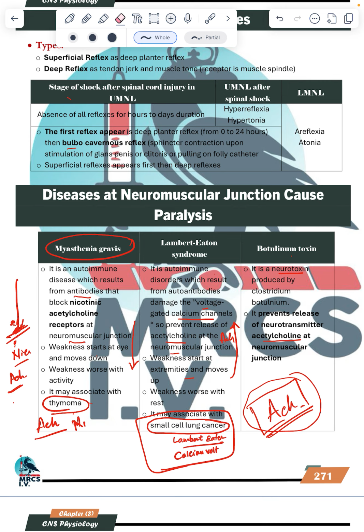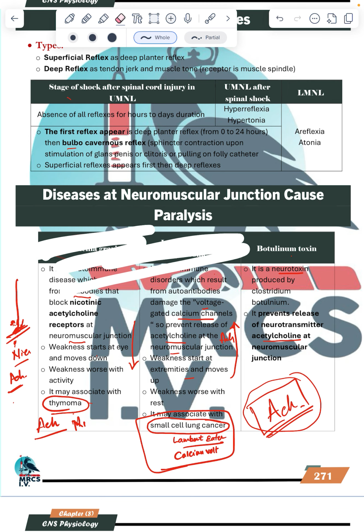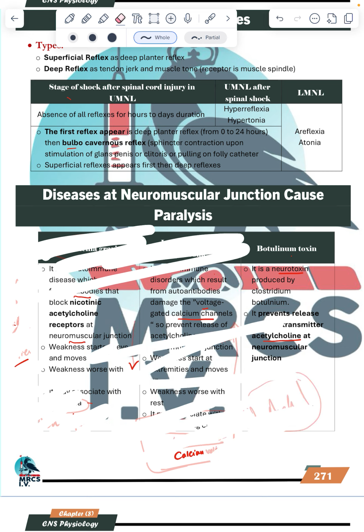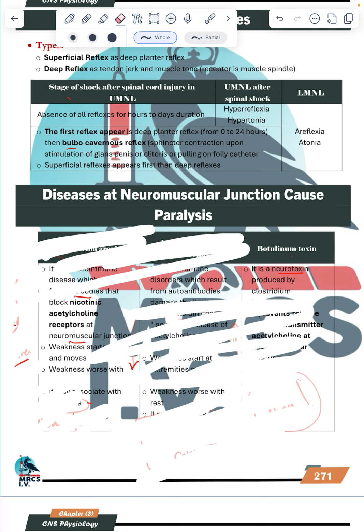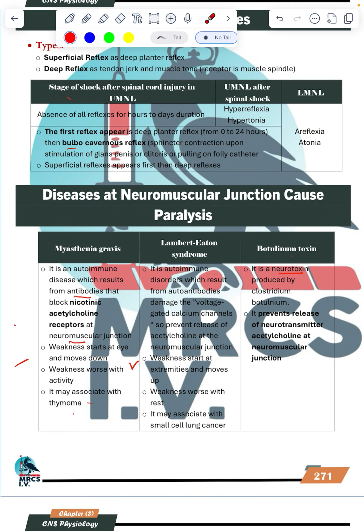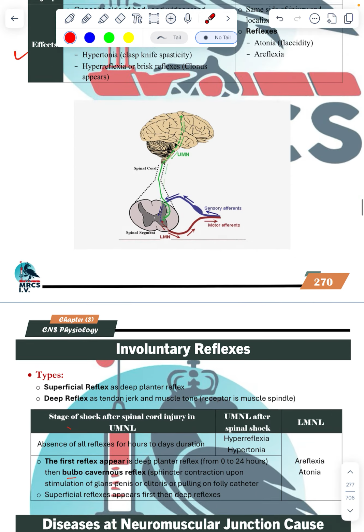What are the diseases at the neuromuscular junction? So we have seen the neurotransmitters, parasympathetic, sympathetic. Myasthenia gravis is an autoimmune disease that results from antibodies that block the nicotinic acetylcholine receptor at the neuromuscular junction. It is at the neuromuscular junction.